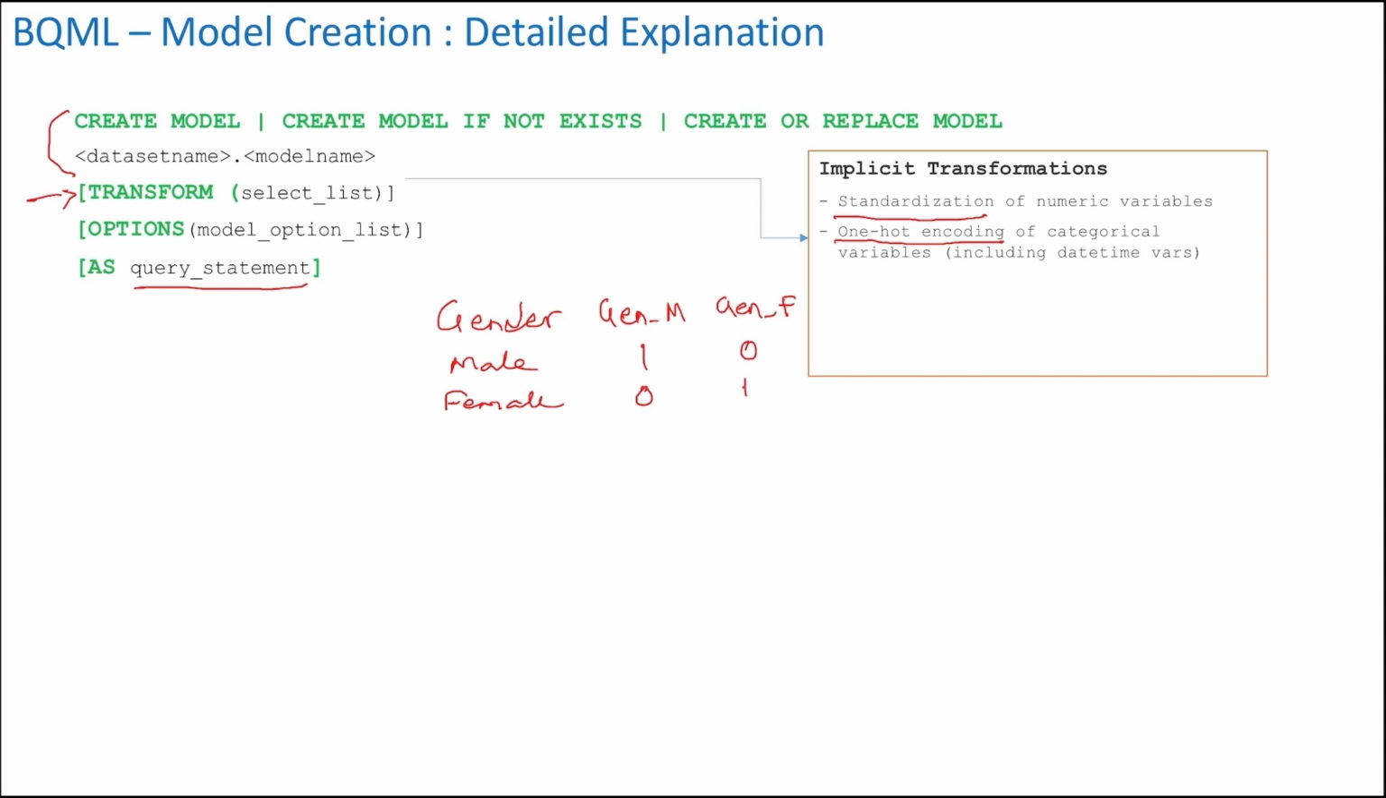Similarly, like one-hot encoding, there is also multi-hot encoding for array variables which are stored in BigQuery, and we'll come to that later. Don't worry about it right now.